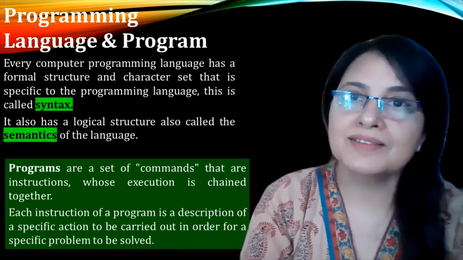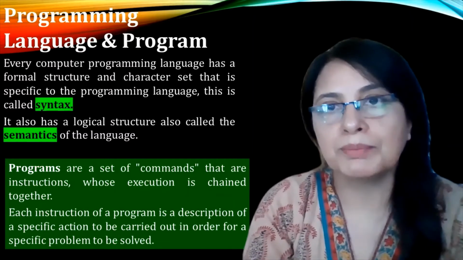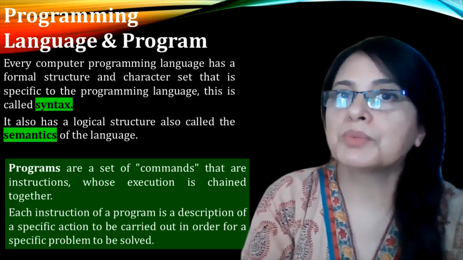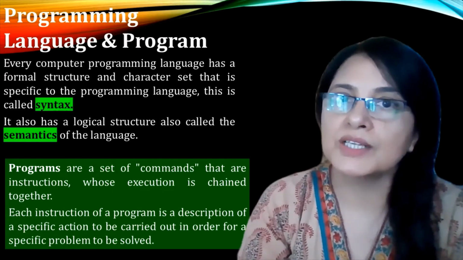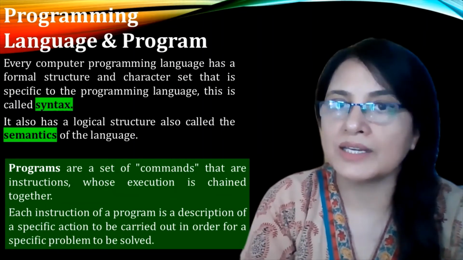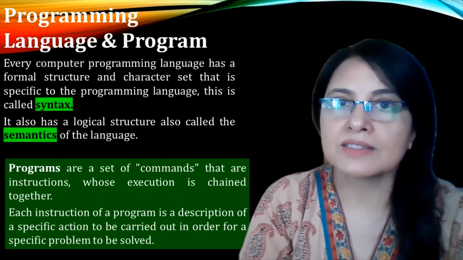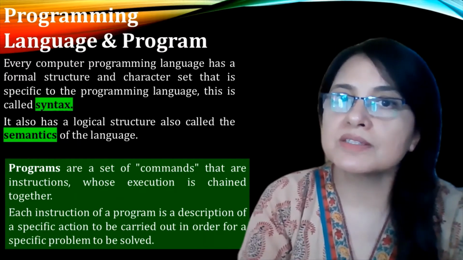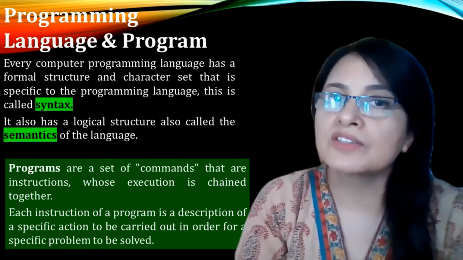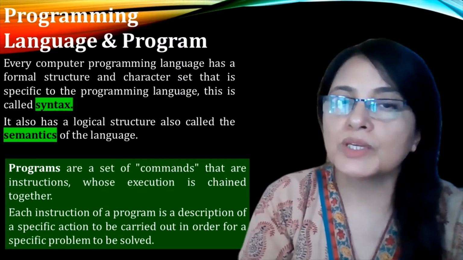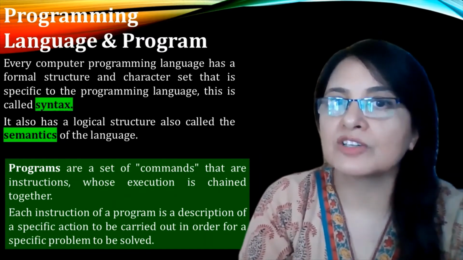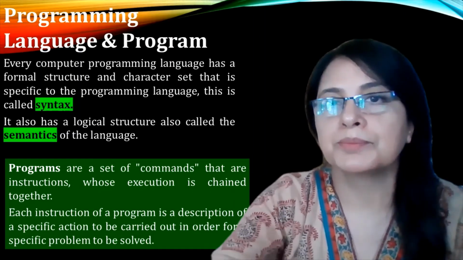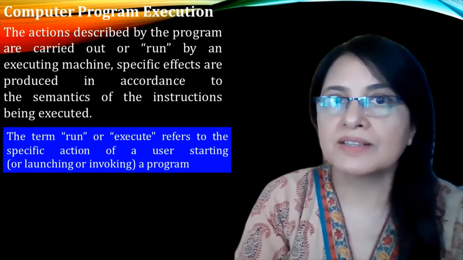We now come to the last part of the chapter, where we are going to talk about compilers and interpreters. We start with programming. Every computer programming language has a formal structure and character set that is specific to that language. This is called the syntax. There is also the logical structure, which is called semantics. And programs are a set of commands and instructions whose execution is chained together. So it is basically for some specific action which has to be carried out in order to solve some kind of problem.